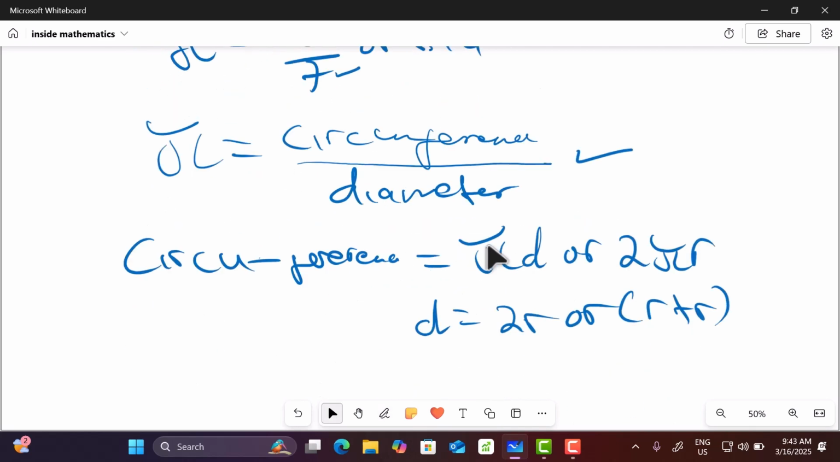And we ask a question, how do we get circumference? We say circumference is equal to pi d, or 2 pi r, where d is the diameter, which is equal to 2r, r being the radius. So we multiply the radius times 2, we get d, or r plus r.